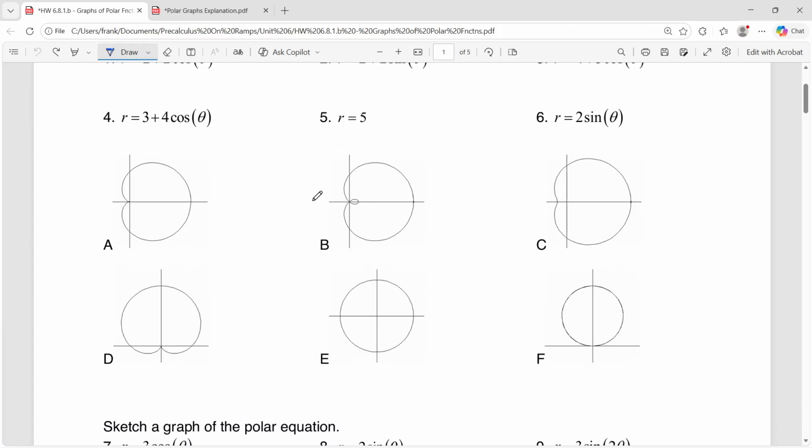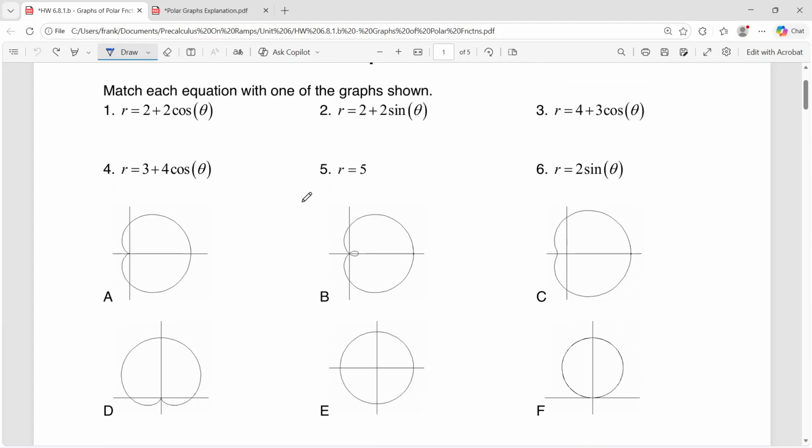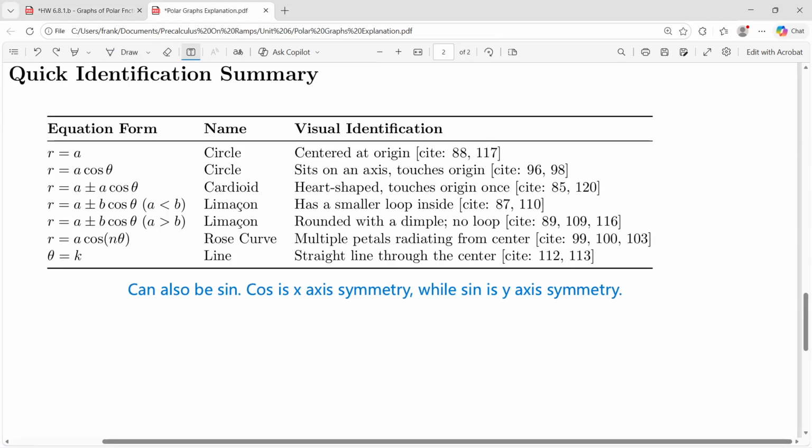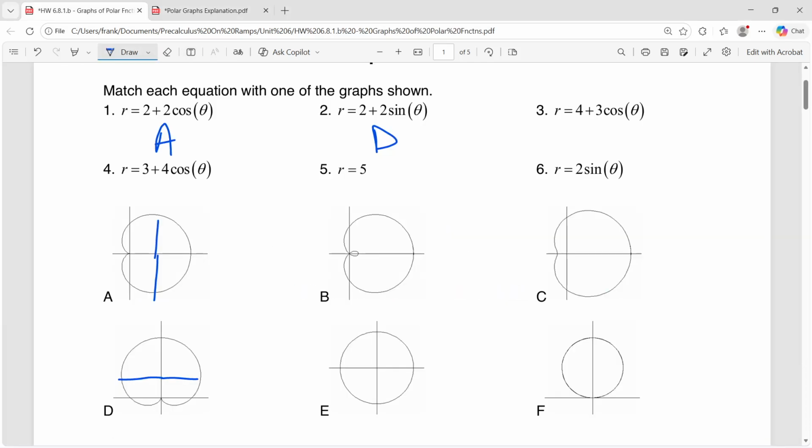2 plus 2, that's going to be a. See how it's x-axis symmetry? And it looks like a little heart. Okay, that's a. 2 plus 2 sine of theta is the same thing, except it's going to have y-axis symmetry. It's going to look like a heart, and that's d. You see how it's got y-axis symmetry? That's because both the numbers are the same. It's a cardioid. Heart shape touches the origin once.